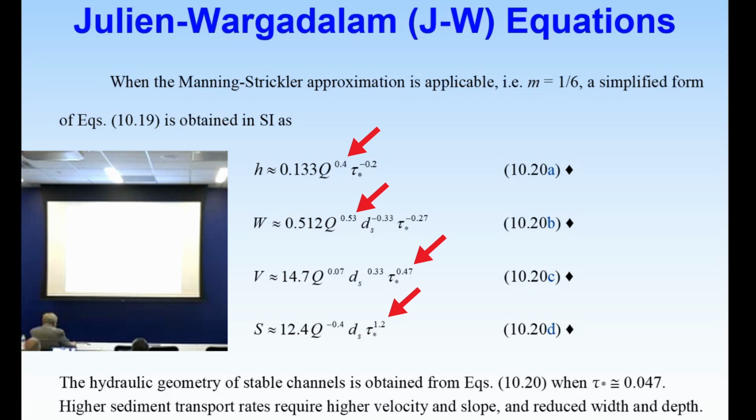So the water is the cross-section area, the width and the depth. And the sediment is going to be primarily on the slope and the velocity. Those are the two main parameters being affected by the sediment transport. So this is one of the things that I learned from this, okay? Another thing that you will see, you have Q to the minus 0.4. If I multiply both sides by Q to the plus 0.4, then Q to the 0.4 times S is proportional to ds times tau star to the 1.2. Tau star is a measure of the sediment load.